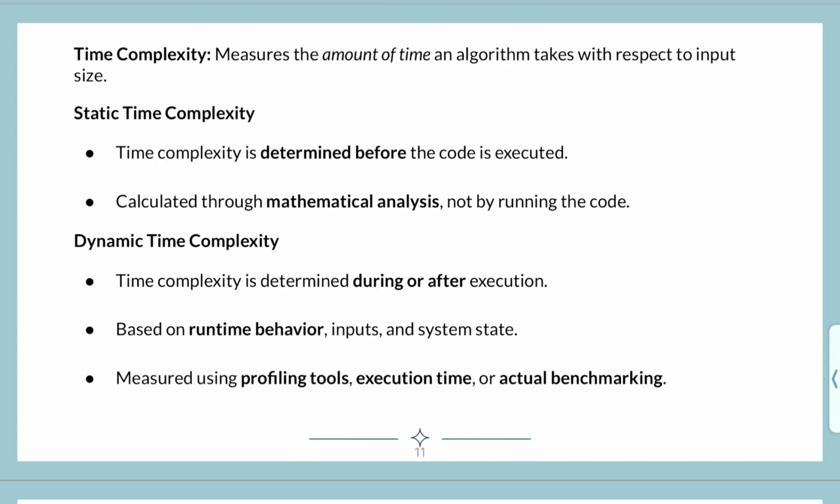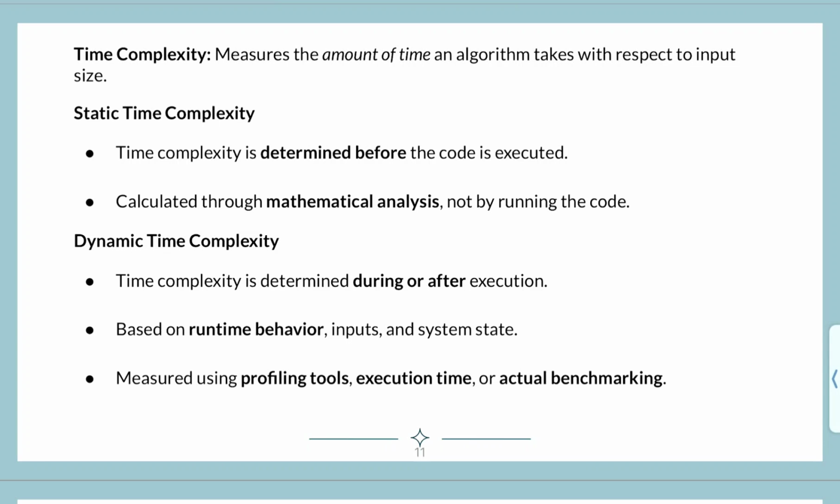So naturally, this can be divided into two types: static time complexity and dynamic time complexity. Static time complexity depends on the machine itself. It does not depend on your code at all, right? So even if I give a very small code to a very old machine that requires a lot of time for computation, then the time complexity would naturally be higher. That's what the word static means, right? It is determined even before the code is executed.